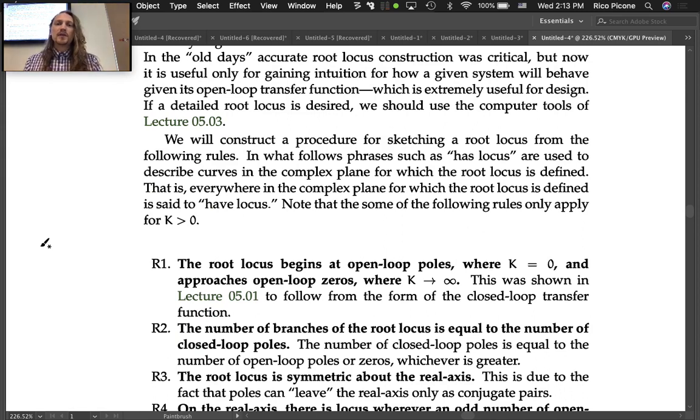We will construct a procedure for sketching a root locus from the following rules. In what follows, phrases like "has locus" are used to describe curves in the complex plane for which the root locus is defined. That is, everywhere in the complex plane for which the root locus is defined is said to have locus. Note that some of the following rules only apply for positive gain. We talked about that last time. We're only going to consider positive gain root locus construction because that's the one that is most useful most of the time. There are very occasional situations where a negative root locus is interesting, in which case I recommend just using MATLAB, or exploring in the Nise textbook how to construct a negative root locus.